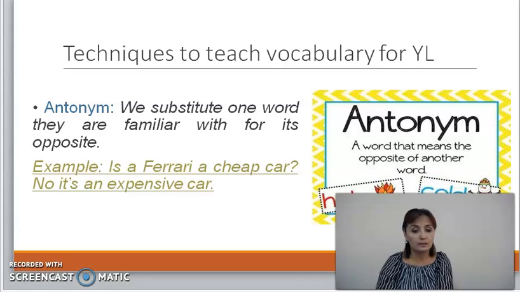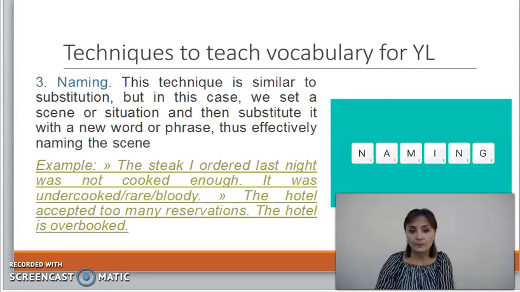For example, is a Ferrari a cheap car? No, it's an expensive car. Antonym, a word that means the opposite of another word. For example, good and bad, white and black, hot and cold, and etc. So, the next one is naming.